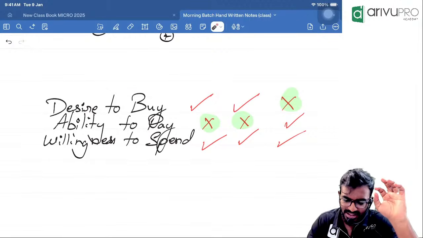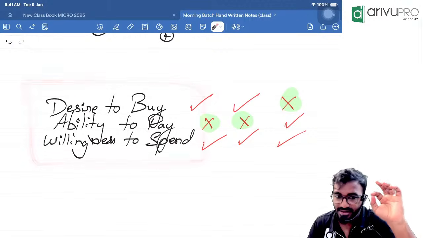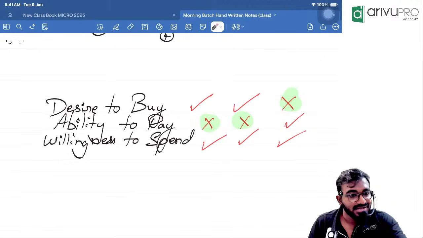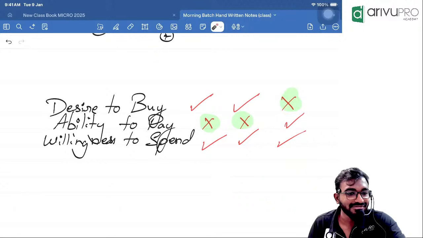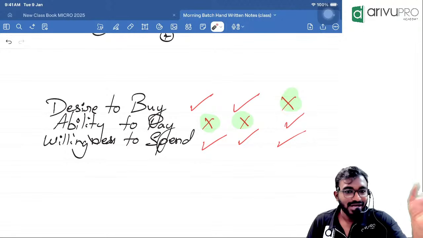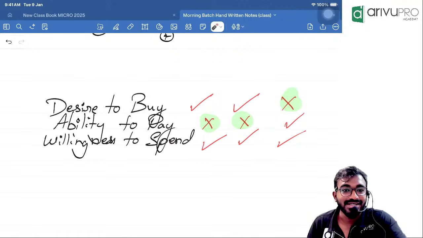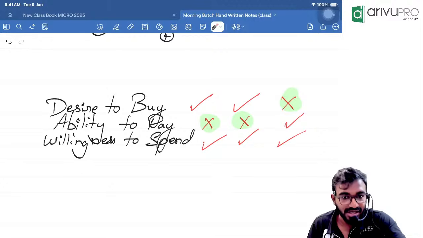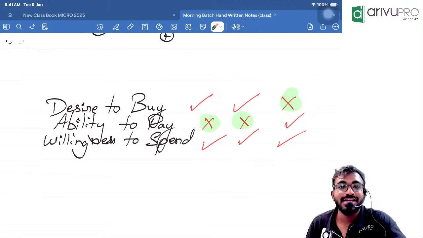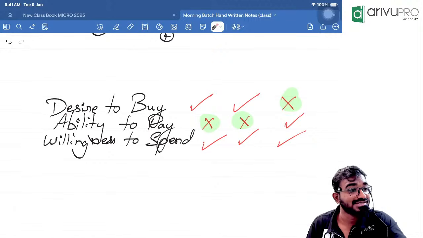Now the same three conditions or three elements which I am speaking about are also given in your ICAI material. As I said, the ICAI material is Greek, Latin and French printed in English. So they have literally given a statement like this: desire backed by the purchasing capacity with the willingness to spend is called demand. Let me say it once again: desire backed by the purchasing capacity with the willingness to spend is called demand. Did you understand anything? No.